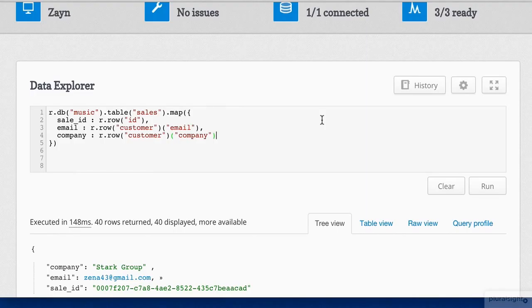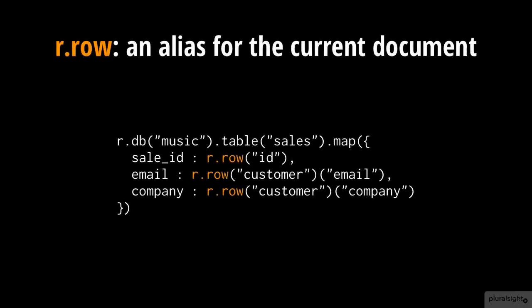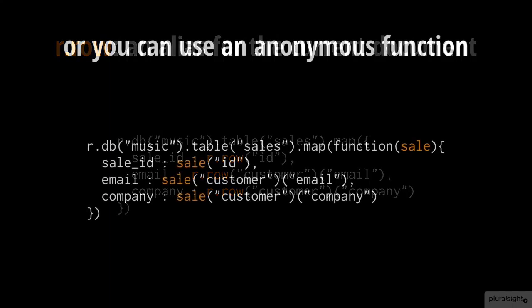But before I do that, let's talk about this r.row thing. r.row is an alias for the current document. And as you see down below here, I can ask for ID, customer, email, and so on. This is just how I'm using the map function. I'm not using a callback. I'm just specifying the way I want to see the data using r.row. But I don't need to do it this way.